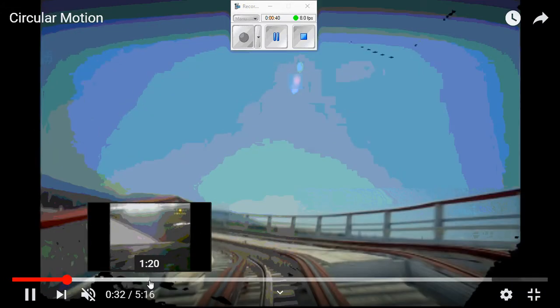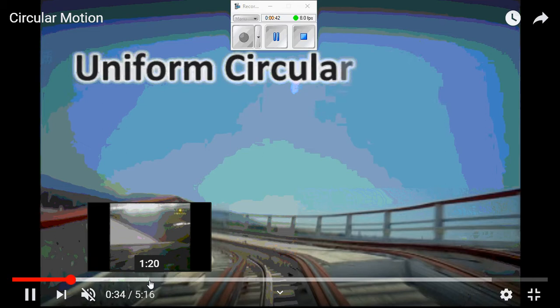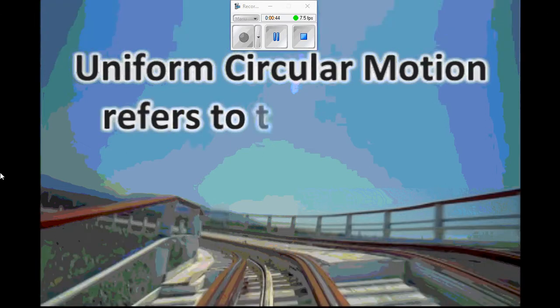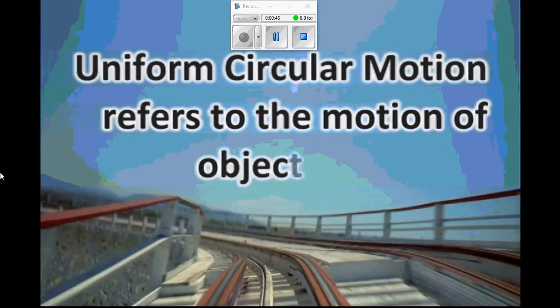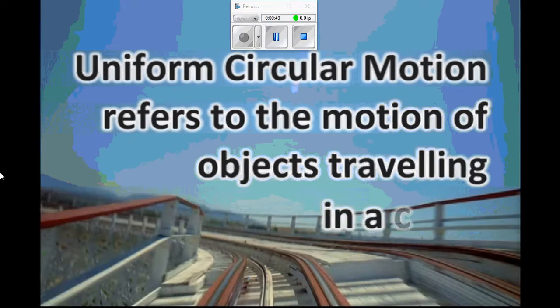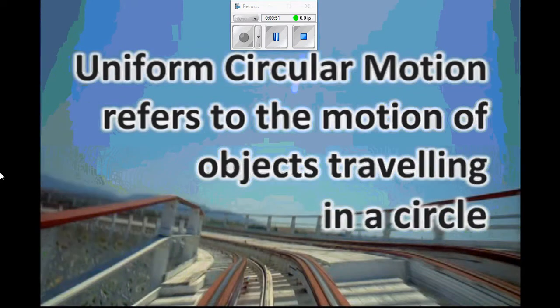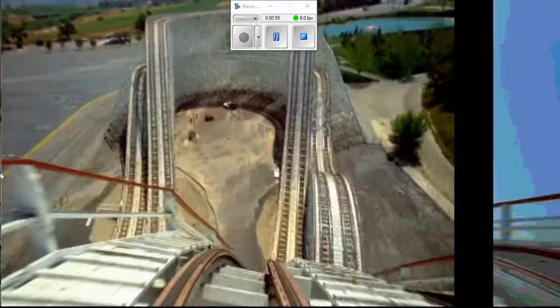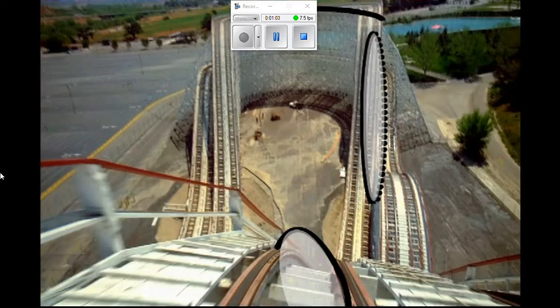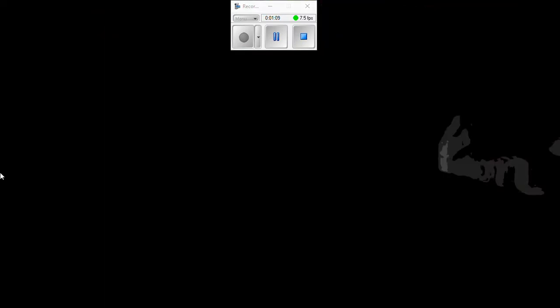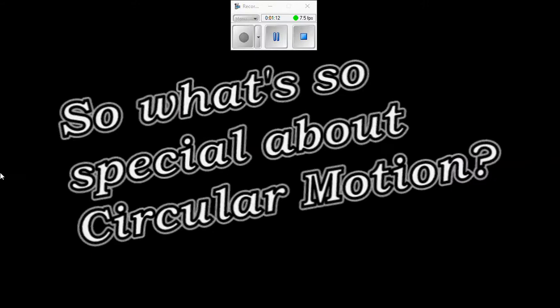And what is circular motion? Circular motion refers to the motion of objects traveling in a circle. Now, that doesn't have to mean a complete circle. Why are they showing this roller coaster? They're showing this roller coaster because anytime there's a curved piece of track, it represents a part of a circle. So when you're going on a roller coaster, there's all kinds of circular motion involved, even on the parts where you're not going upside down in a circle or going around in a horizontal circle.